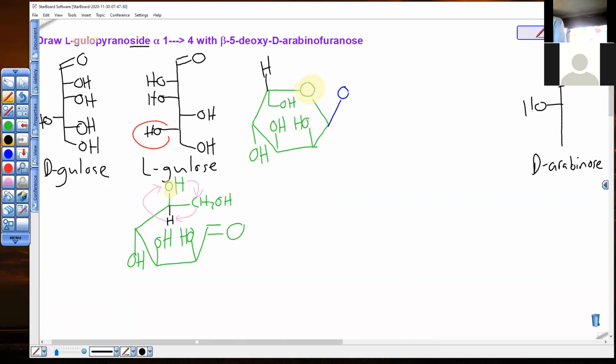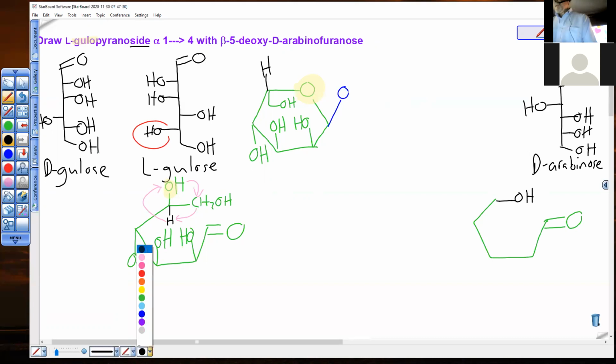Left, right, right. And the anomeric carbon will be here. And that is the CH2OH on carbon 5 right there. Don't have to add to the ring. OH's left is up, left is up, down right, down right.